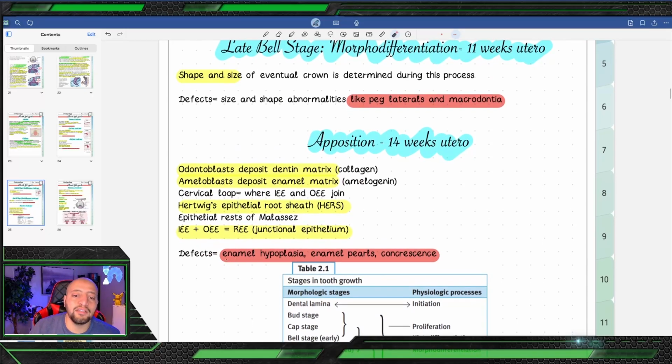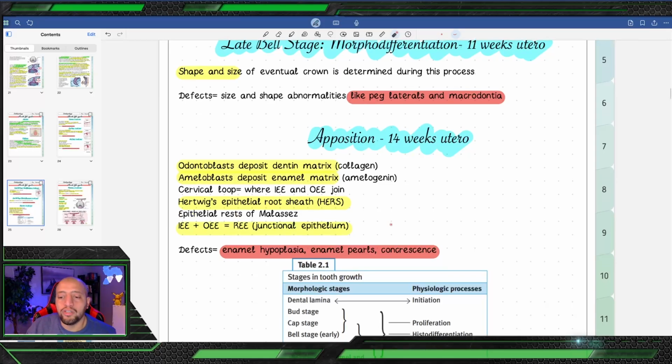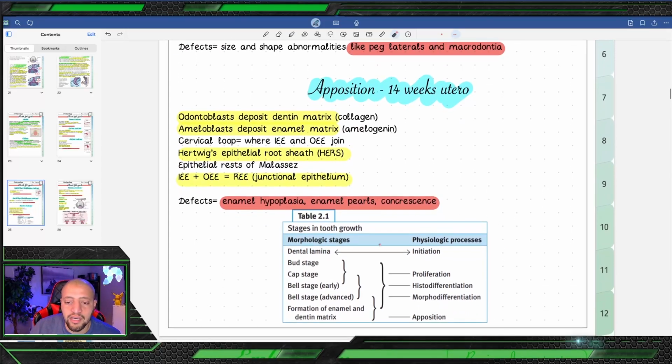A defect here will lead to enamel hypoplasia, enamel pearl, or cervical enamel projections. Why does this happen? It happens due to some stellate reticulum coming at the end of the cervical loop, which works with the inner enamel epithelium to give us enamel. Usually, we don't have this problem. Okay, and this diagram will explain everything. If you feel lost, just look here, and I think you will catch it. But I believe at this point you understand the meaning of the early and late or advanced bell stage, and why histodifferentiation happens before morphodifferentiation.